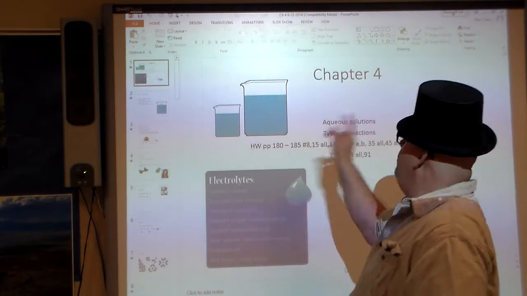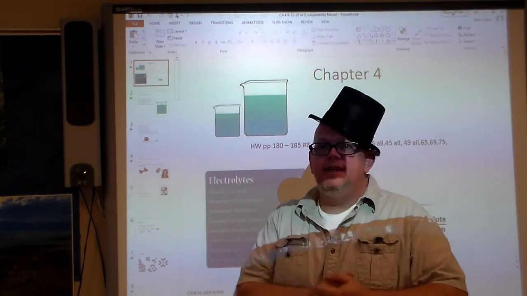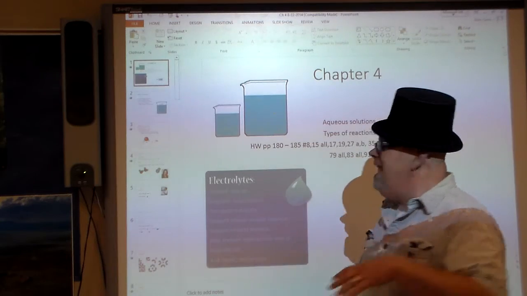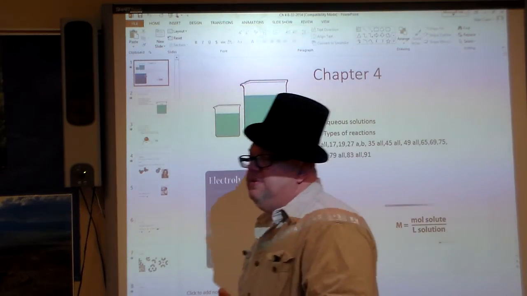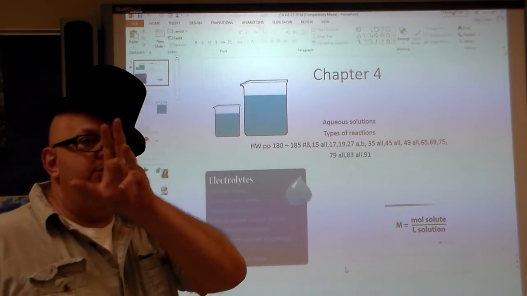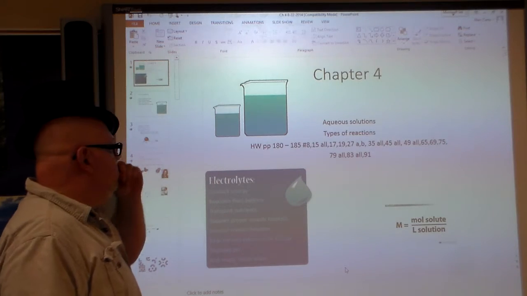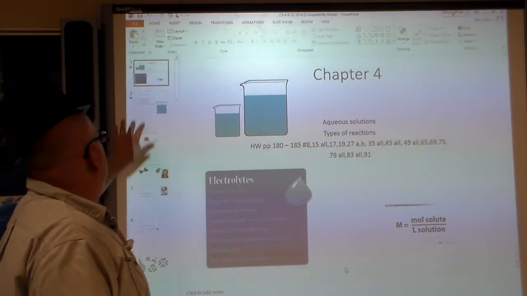Okay, today we're going to be looking at part of chapter 4. Getting into the concepts of basically looking at aqueous solutions, types of reactions that get covered in this chapter. But we're going to be looking specifically at aqueous solutions today. And this is, of course, the opening act, if you will.